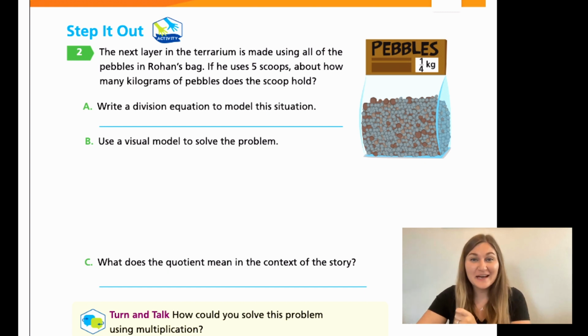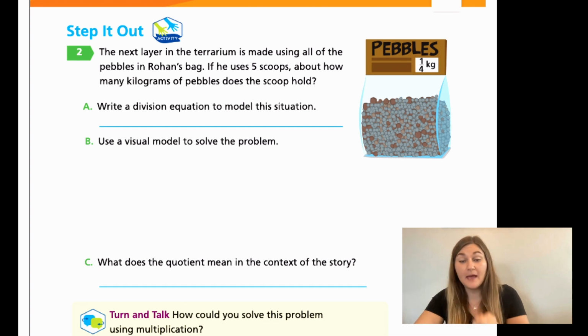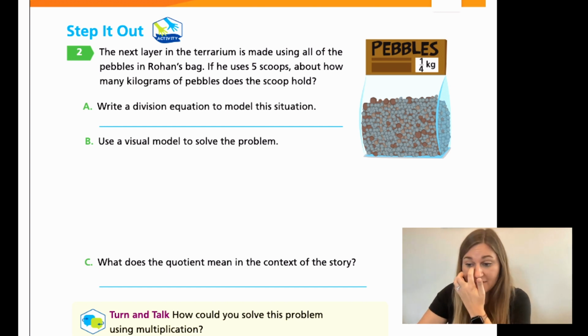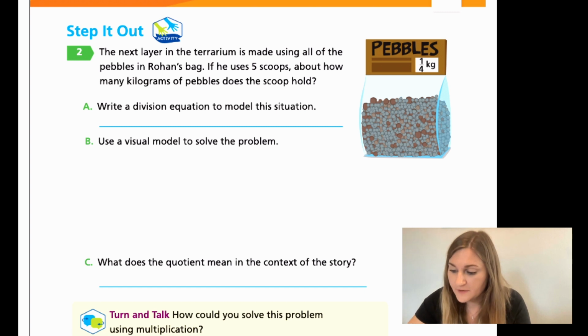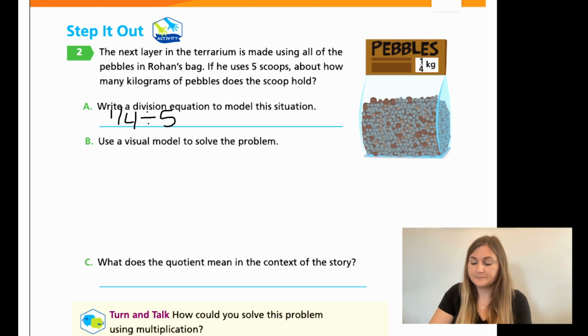All right, let's go ahead and work these through together. So for this, I am actually separating out my bag, right? I'm taking parts of the pebbles in the bag. I'm not separating out the scoops. I'm taking the 1/4 kilogram and I'm separating them by 5 scoops. So I am going to have that 1/4 be first. That's my dividend. And I'm dividing them up by the 5 scoops.